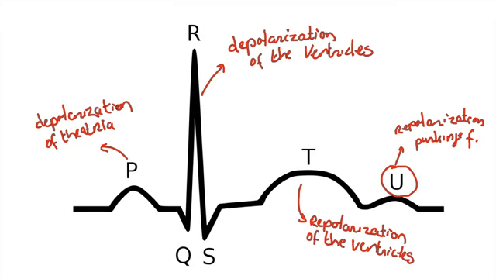The main things are the P wave, the QRS complex, and the T wave. The P wave being the depolarization of the atria, the QRS complex being the depolarization of the ventricles, and the T wave being the repolarization of the ventricles. If you ever need a refresher on what the terms depolarization and repolarization mean, you can always go back to episodes 9 and 10, and that will give you more details.